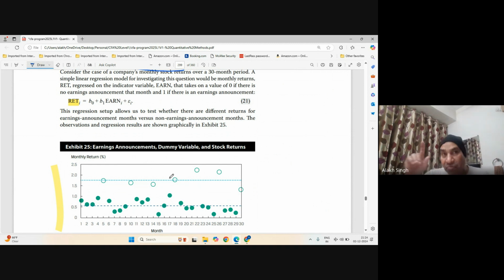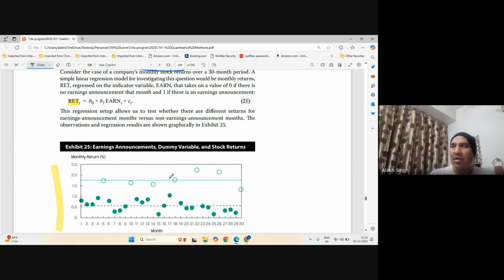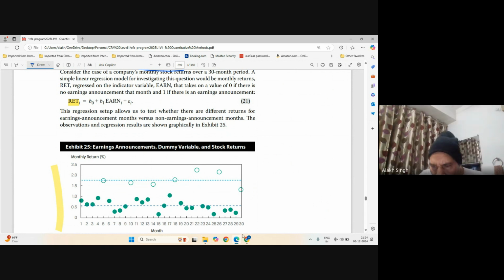Let's say we have the same equation, b naught plus b1 earn plus the error term. When earn is 0, that means b naught plus the error term. Earn is still positive. Earn is 4. When announced, it is talking about announcement, so announcement of earning and non-announcement of earning. Is there a table below this where you can see it? Yeah, let's see.